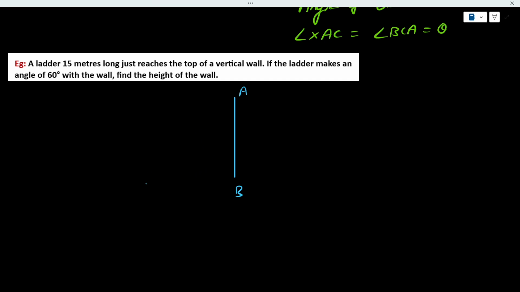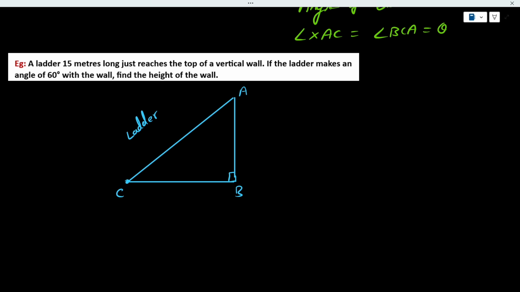Now the ladder will be on the ground level. So if I take BC as the ground and the ladder foot is at point C here, right? This is the ladder foot. Now the ladder is 15 meters long and just reaches the top of the vertical wall. So the ladder is going to be placed like this, slanted, right? So AC is nothing but the ladder. You don't need to write this down, I'm writing so that you understand how we are taking it.